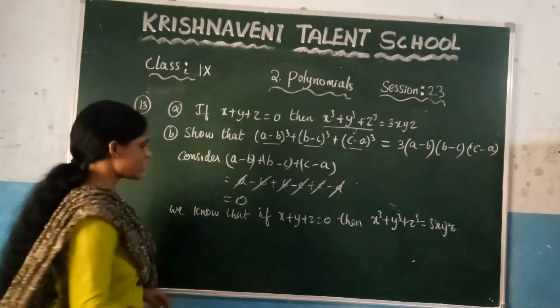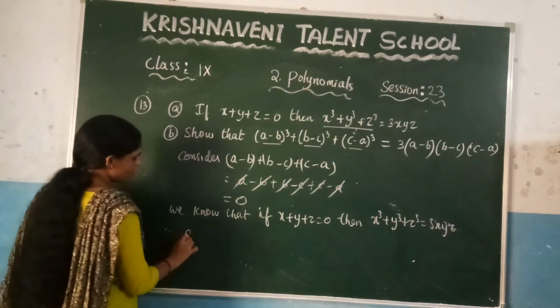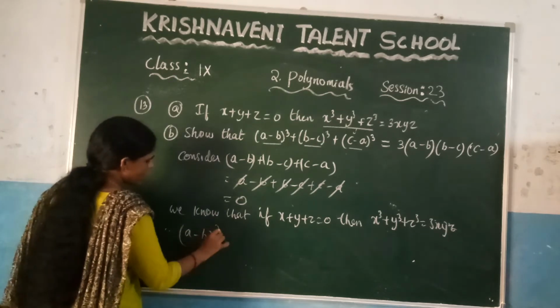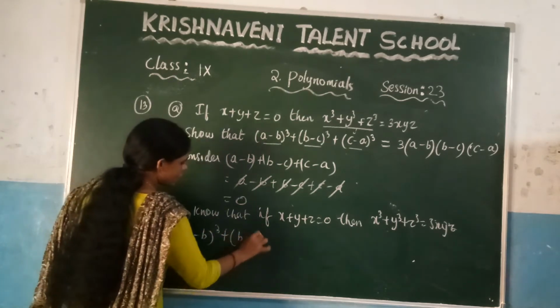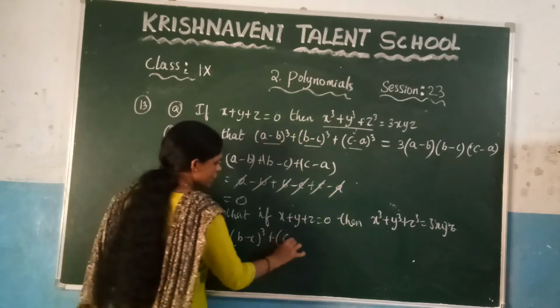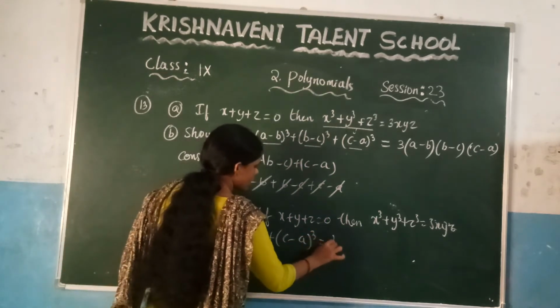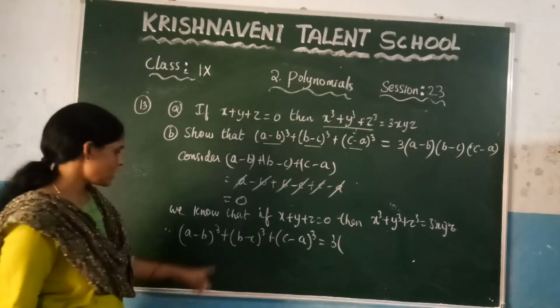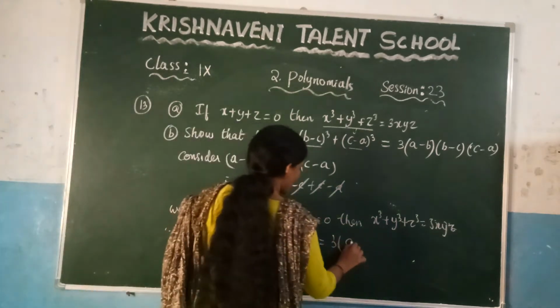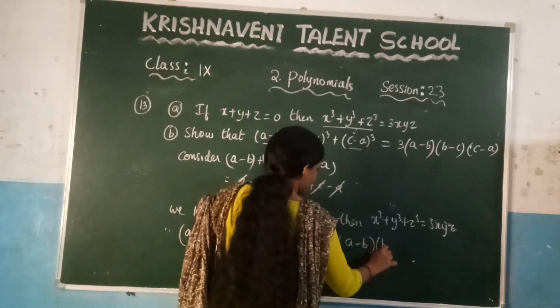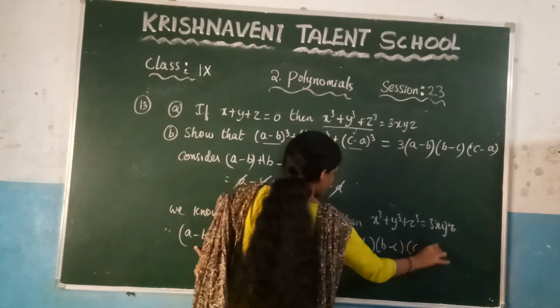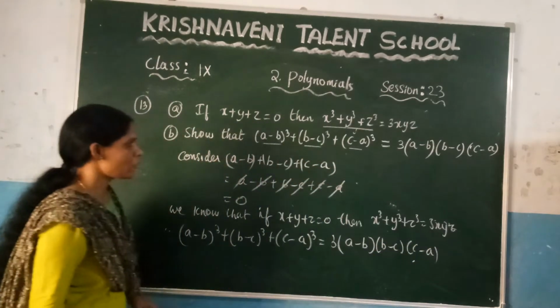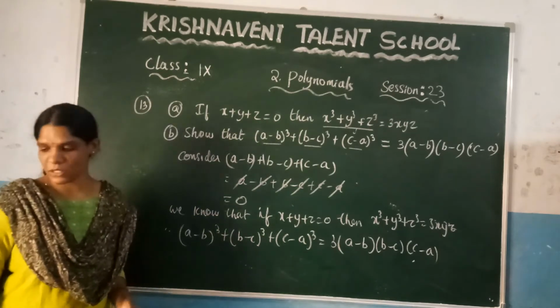Therefore, based on this condition, you can write here a minus b whole cube plus b minus c whole cube plus c minus a whole cube. This one is nothing but equal to 3 into x into y into z, which is 3 times a minus b into b minus c into c minus a. This is the problem. Now see the next question.